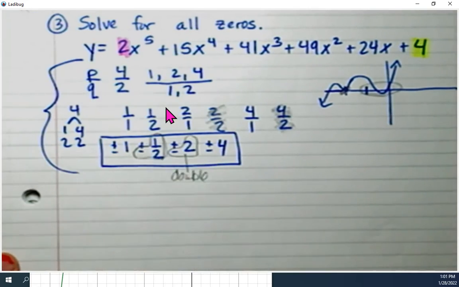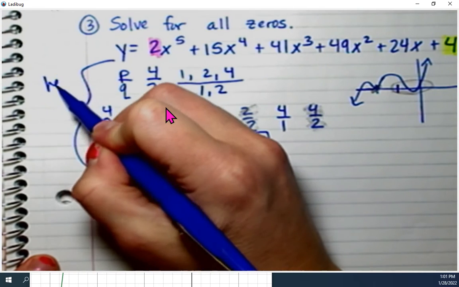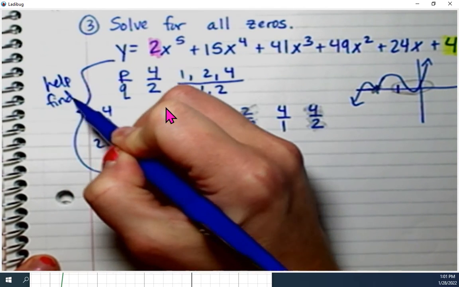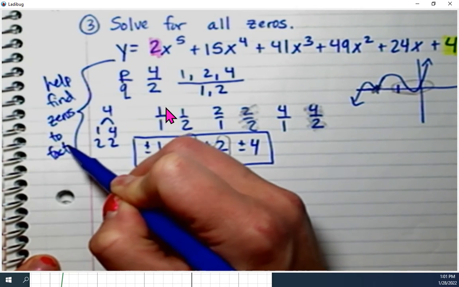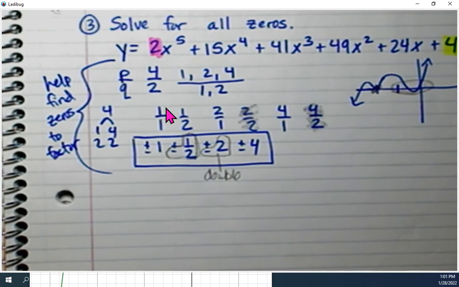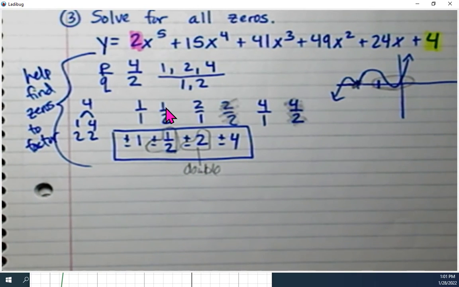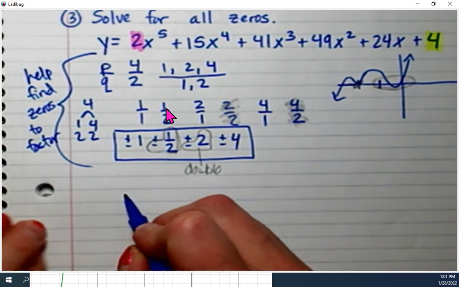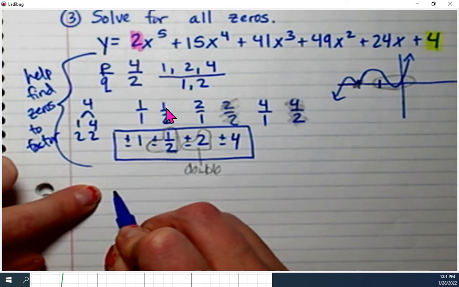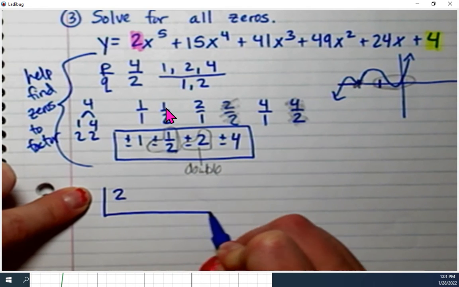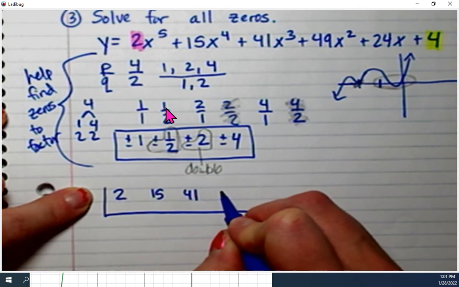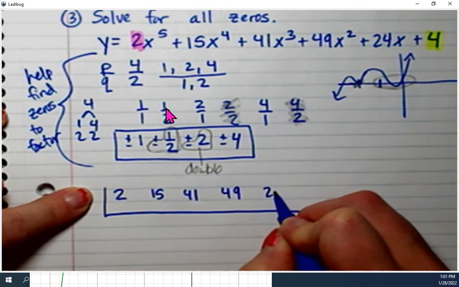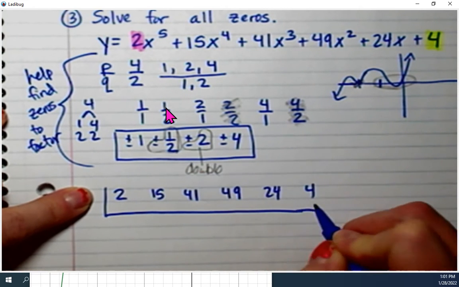Okay. This was to help find zeros to factor. That's all we were doing. That giant PQ thing, that was to help us find the zeros to factor. All right, so let's set it up. 2. Whew. Okay, 15, 41, 49, 24, and 4.